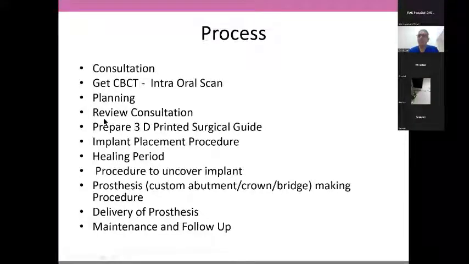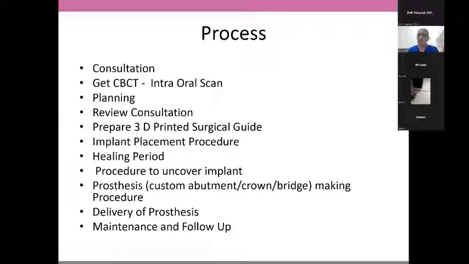We formulate a plan and then discuss with you what the plan is going to be like and how the timelines are going to be. Once we have this plan, only then can we tell you a financial estimate as well. Because as I told you, these are all tailor-made, customized plans. It's not one size fits all. Once it's approved and we agree on this, we print the surgical guide, and then Dr. Anurag will do the surgical procedure, placing the implant.